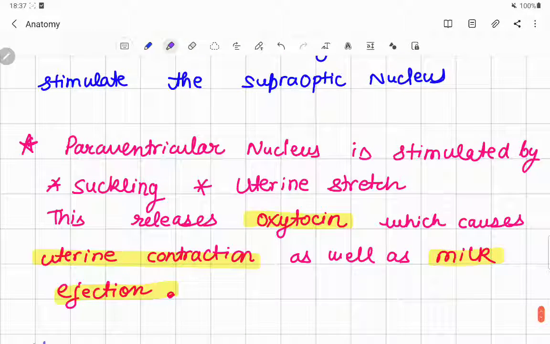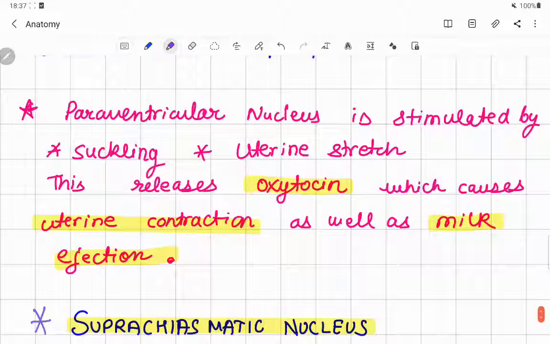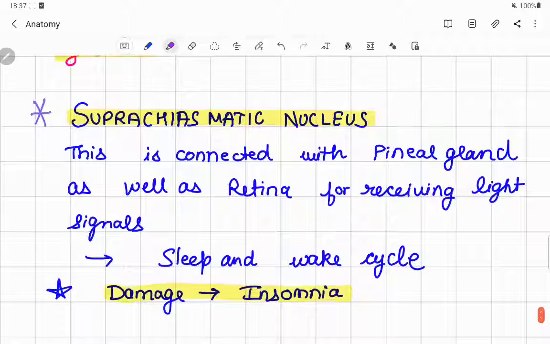The paraventricular nucleus is stimulated by suckling or uterine stretch. This releases oxytocin, which causes the uterine contraction as well as milk ejection. So these are the functions of the paraventricular nucleus, that is, it releases oxytocin, which is responsible for uterine contraction and milk ejection. Now let us look at the suprachiasmatic nucleus.